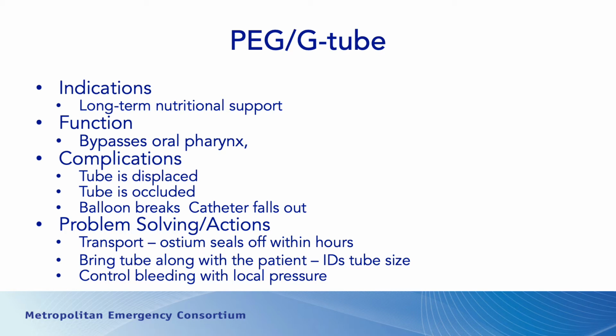The other thing I would ask you to do is bring the tube along with you, because these tubes come in various sizes, anywhere from a 14 French to a 20 French. We like to put the same size tube back in, so it's nice to know what size tube the patient had. And the final thing is, if you notice any bleeding from the tube site, maybe the patient got a little agitated and pulled the tube out, you can control the bleeding with some local pressure. Typically it's not a big deal. Some local pressure and the bleeding is controlled.